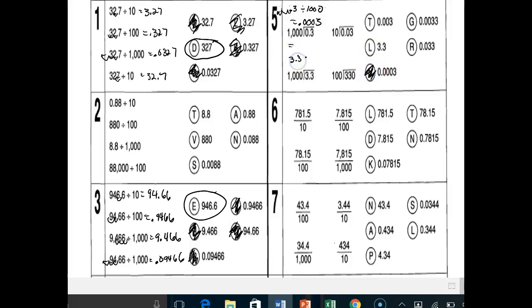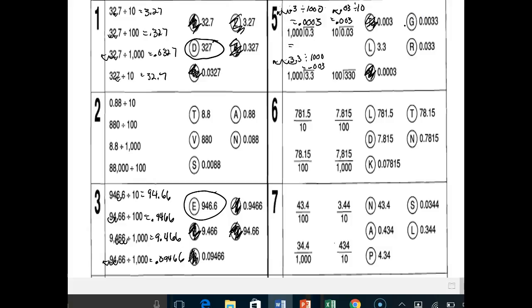3.3 divided by 1,000, 1, 2, 3, 1,000. So start at the decimal, 1, 2, 3, 0, 0. So equals 0.003. So this one was used. 0.03 divided by 10. So we'll just move left one time. So it's 0.003 is our answer for that one.